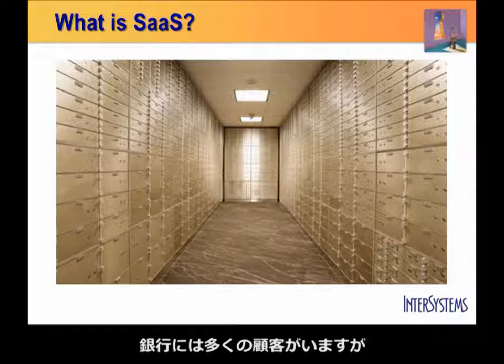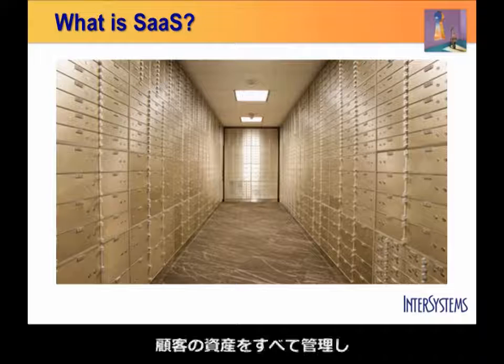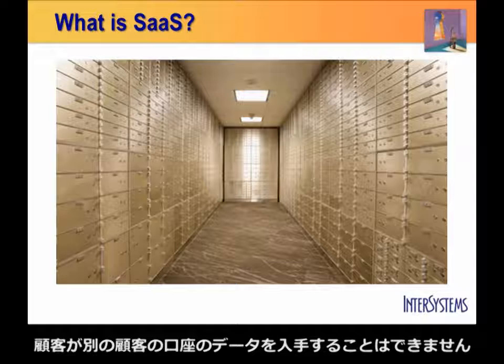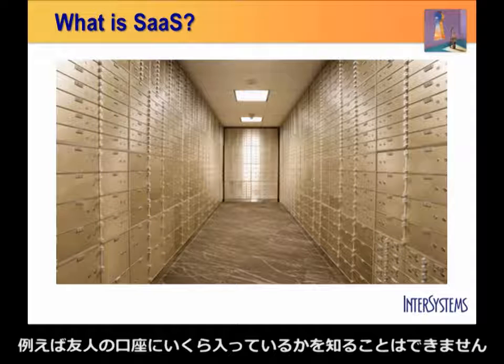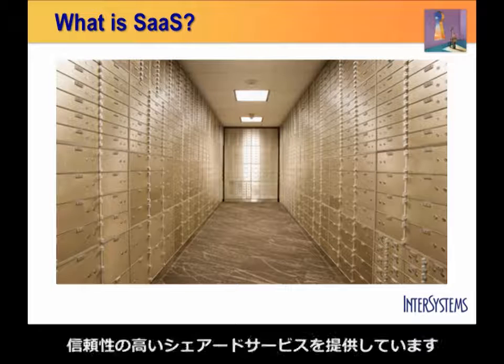What does a bank do? A bank protects the privacy of all of the customers, so it has many customers. The bank's responsibility is to take care of all of the assets of these customers, but at the same time protect the privacy of the customer. So customer 1 is not getting data from customer 2's account information. You don't want to know what your friend has in his account, for example. But the bank is providing a shared service to all of the customers.